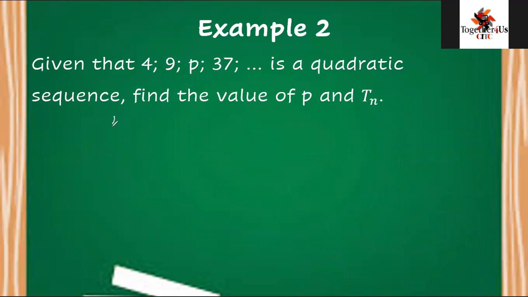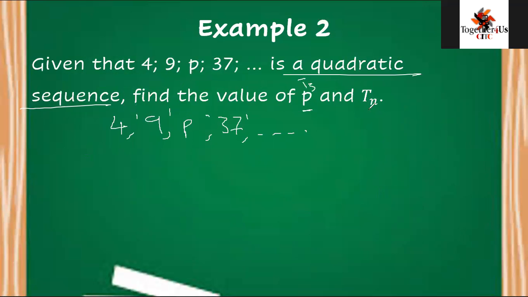We are given the sequence 4, 9, then P, and then 37. Now, the good thing about this is it is given that it is a quadratic sequence. We must find the value of P, and what do we notice? P is actually term 3 as well as Tn, the general term. But of course, we can't find T3 without knowing Tn. So we must actually find P before even trying to find Tn.